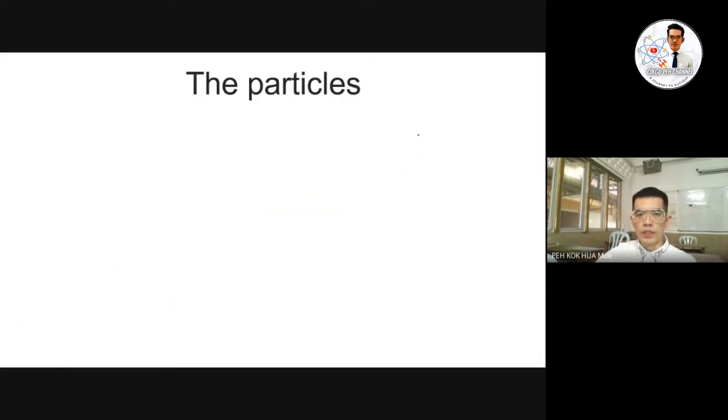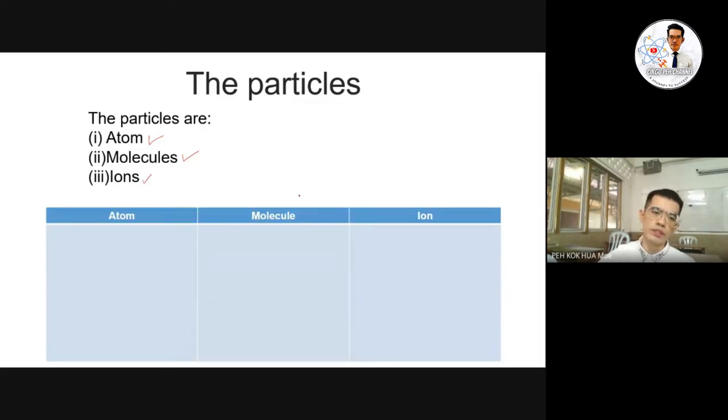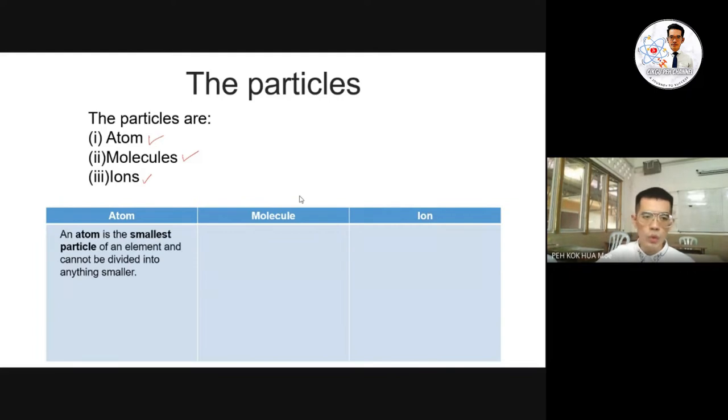So the next will be the particles. We have three types of particles here: atom, molecule, and ions. So what's the difference between these three types of particles? As we know, the atom is the smallest particle of an element and cannot be divided into anything smaller. This is also in the syllabus you learned in PT3, if not mistaken, chapter 5.